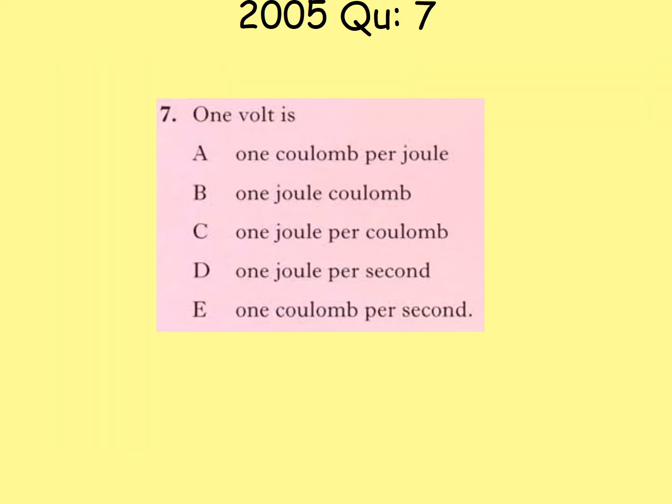2005, question 7. 1 volt is equivalent to 1 joule per coulomb. Also C.